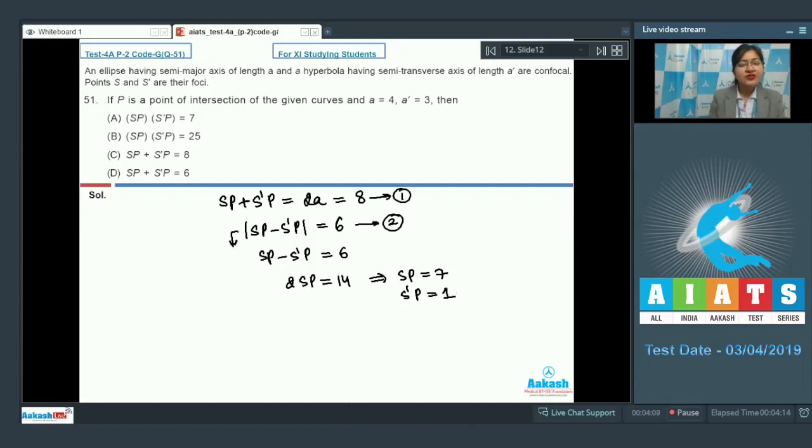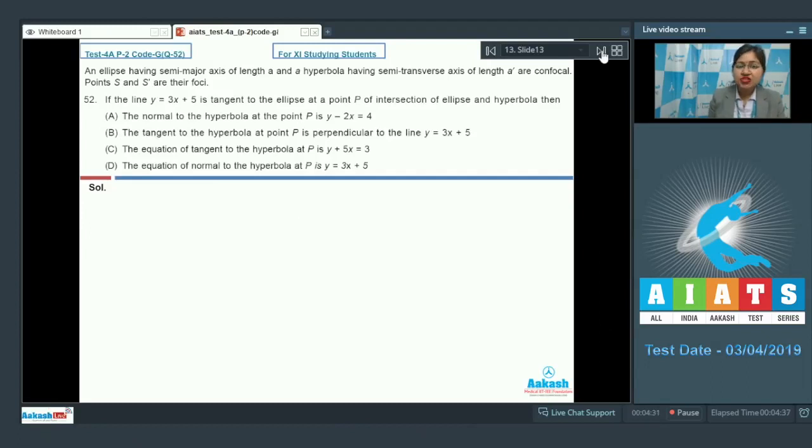Now from the given options it can be seen that the value of SP into S dash P will be equal to 7. That is, option number A is correct, and the value of SP plus S dash P will be equal to 7 plus 1, that is 8. So option number C is also correct. So for question number 51, option number A and option number C are the correct answers.